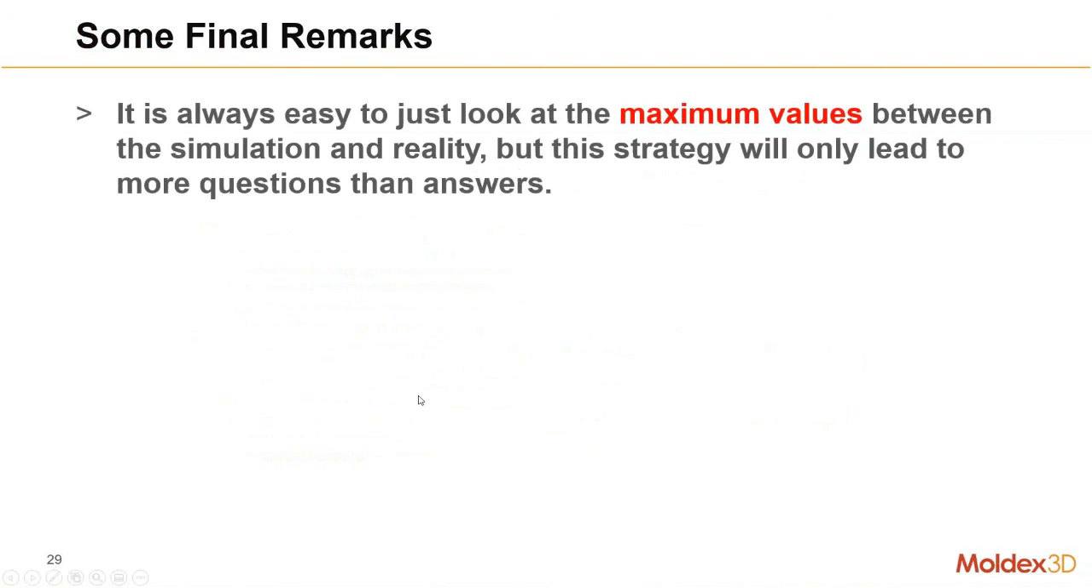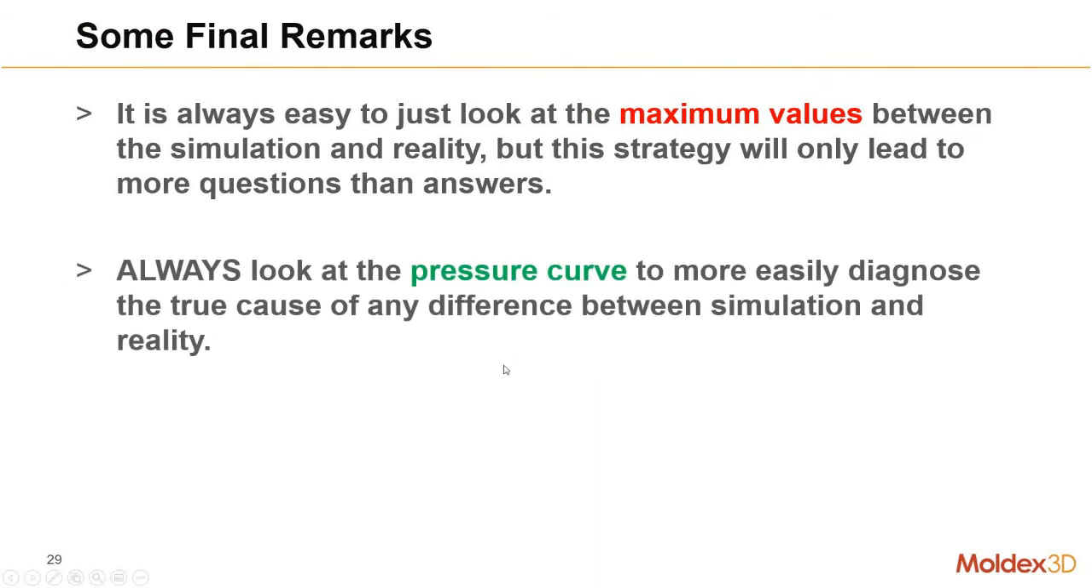All right, finally, some final remarks. It's easy to just look at the maximum values. This strategy will only lead to more questions than answers. If you come to me and say my peak injection pressure from my simulation is not matching reality, I'm just going to ask for the sprue pressure curve. So just make sure to have that information on hand if you do come to me and ask me to correlate any sort of pressure. That's exactly the response that I'm going to give you. Always look at the sprue pressure curve to more easily diagnose what's actually the discrepancy between simulation and reality.